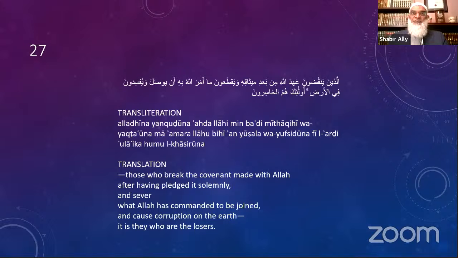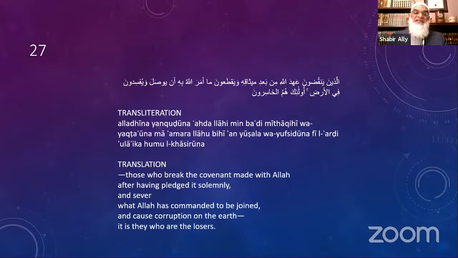Ulaika humul khasirun. And again, I dropped the A at the end, the last short vowel, when I'm stopping. So translation: those who break the covenant made with Allah after having pledged it solemnly, and sever what Allah has commanded to be joined, and cause corruption on the earth, it is they who are the losers.